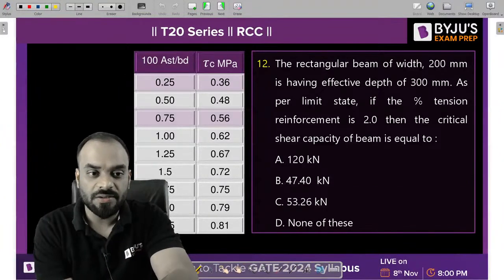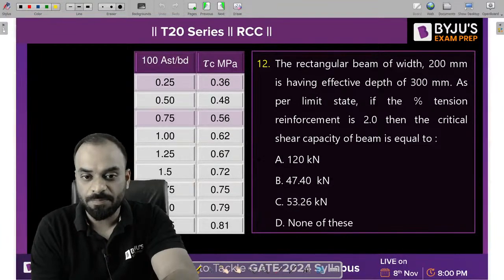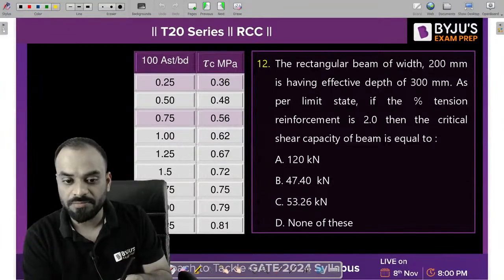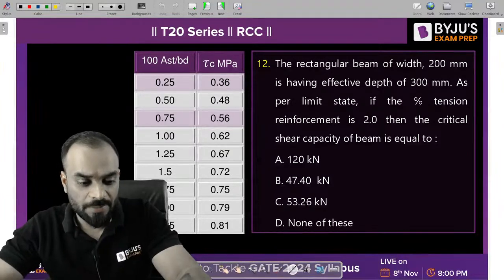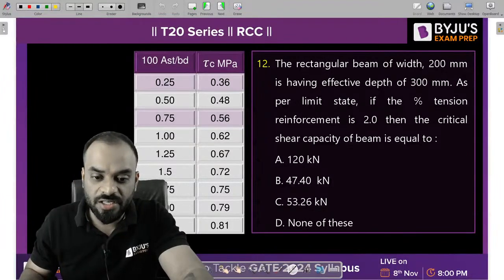Next question, guys, which is related to the design for shear part. Okay, very nice, Swapnil. This is related to the design for shear part. So I'm just hiding myself so that you can read the table properly.